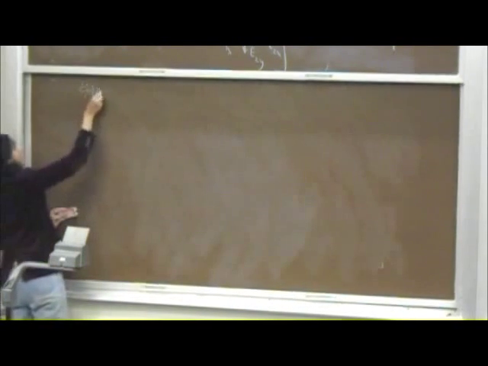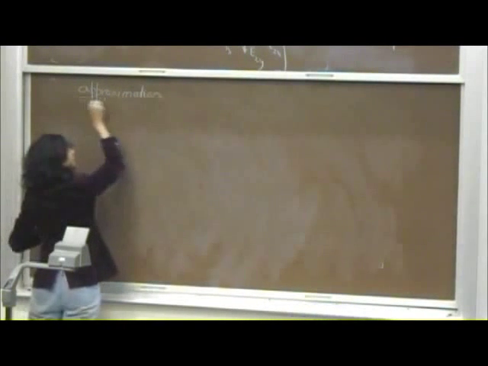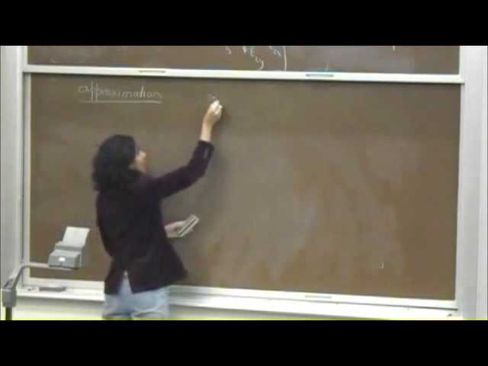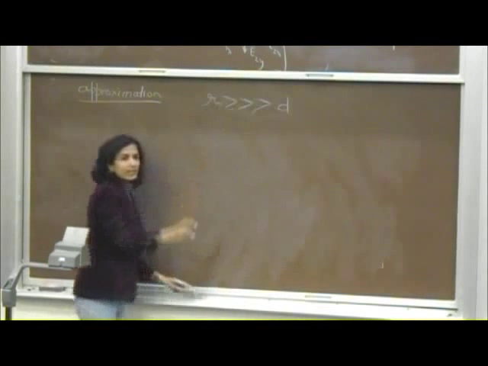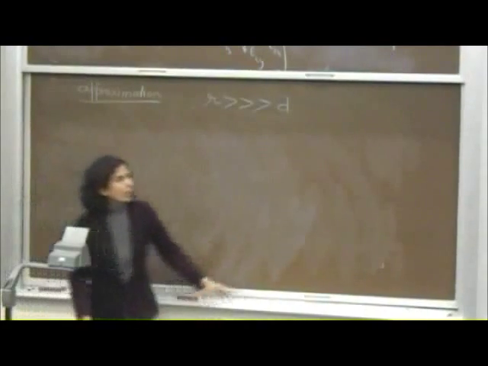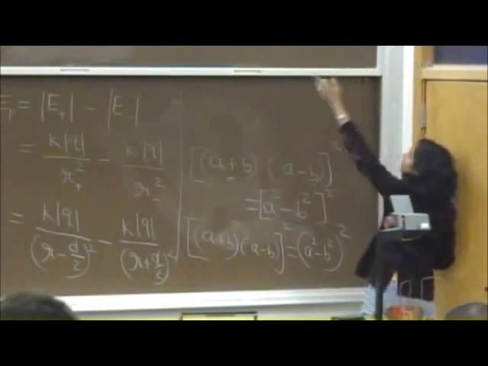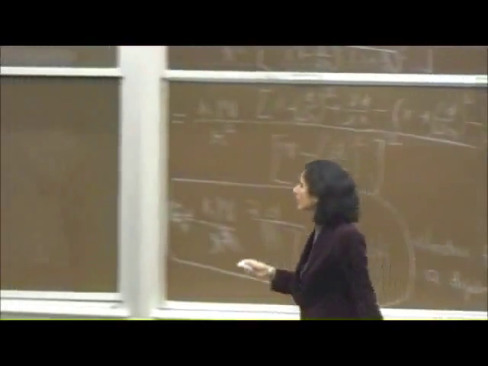So let's make an approximation. Let's say that r was a lot greater than b. This greater than means a lot greater than b. That means the point P where we were trying to find the electric field due to the dipole was very far away compared to the distance between the positive and negative charges.